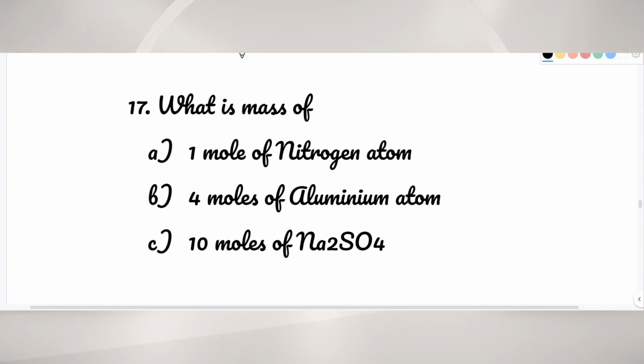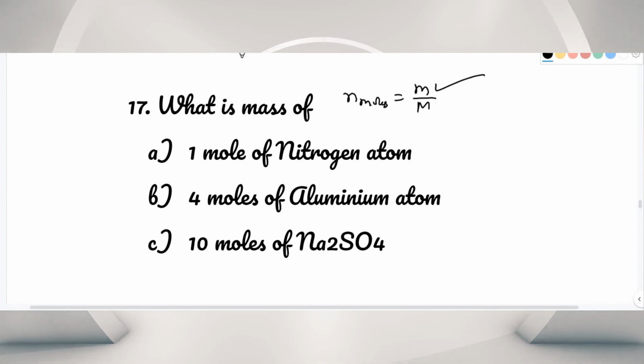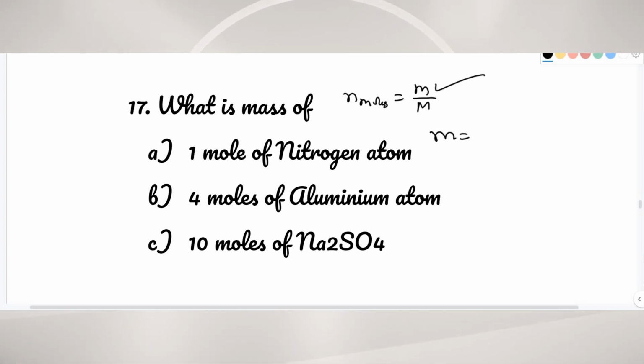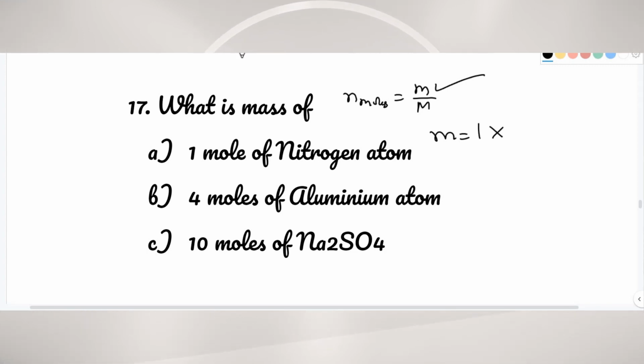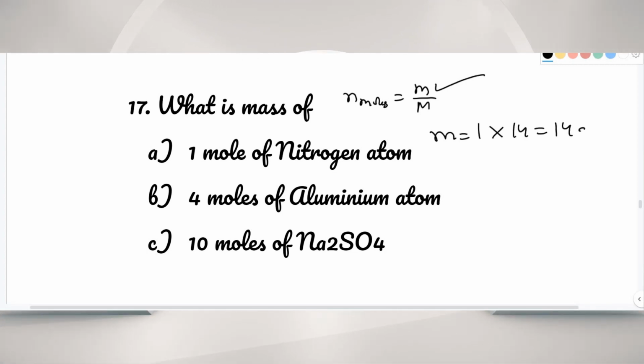What is mass of 1 mole of nitrogen atom? We are using the formula: number of moles is the given mass by molar mass, and you are finding mass. Mass is the number of moles times the molar mass. Nitrogen atom is 14, so 14 grams.